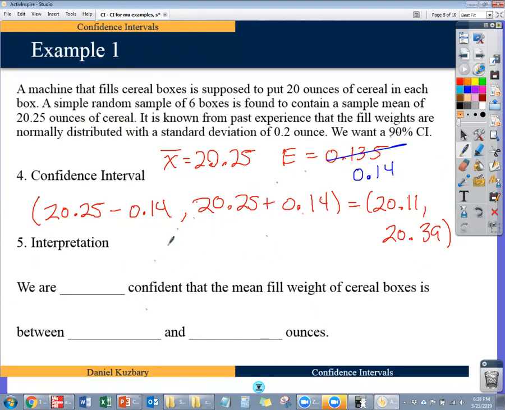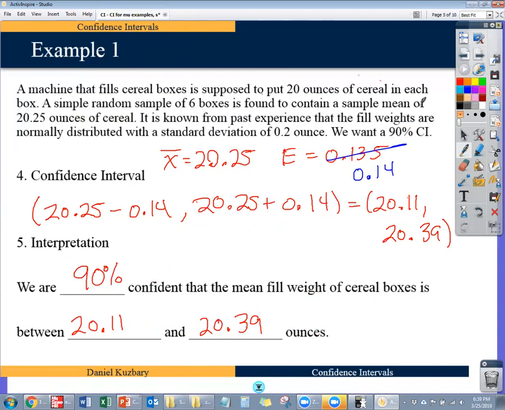So what we're going to say now is that we're 90% confident, because that's our confidence level, that the mean fill weight of the cereal boxes is between 20.11 and 20.39 ounces. Those are the 2 endpoints of my confidence interval. The goal of the interval is to say I've got these 2 numbers that I think capture the true population mean, and I'm 90% sure that the true mean fill weight is between 20.11 and 20.39. This is the answer I have for my data.